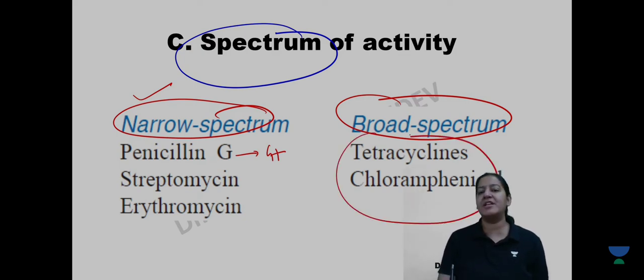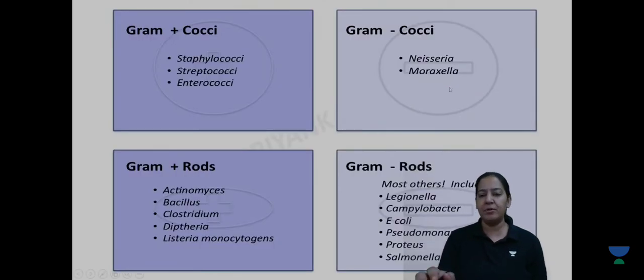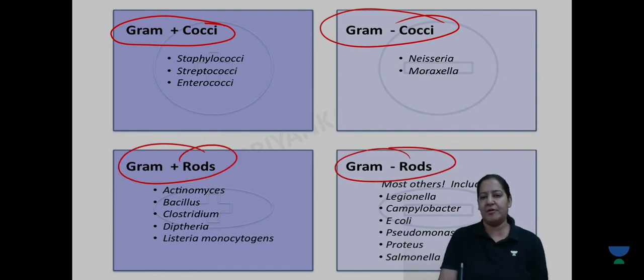But broad spectrum antibiotics kill all bacteria: gram-positive also, gram-negative also. That means gram-positive cocci also, gram-negative cocci also, gram-positive bacilli also, gram-negative bacilli also. So all the bacteria will be killed. That is broad spectrum. So for knowing the spectrum, you divide the bacteria into four categories. Always, please learn the spectrum. So it is gram-positive cocci, gram-negative cocci, gram-positive bacilli, gram-negative bacilli.